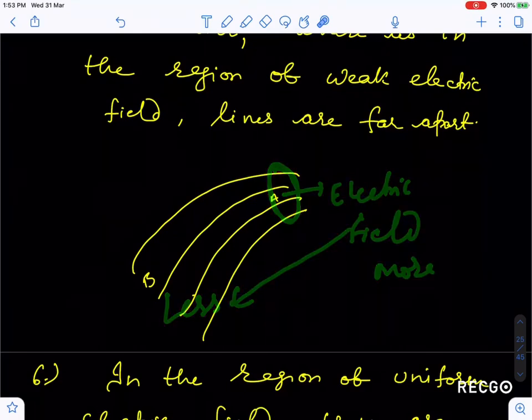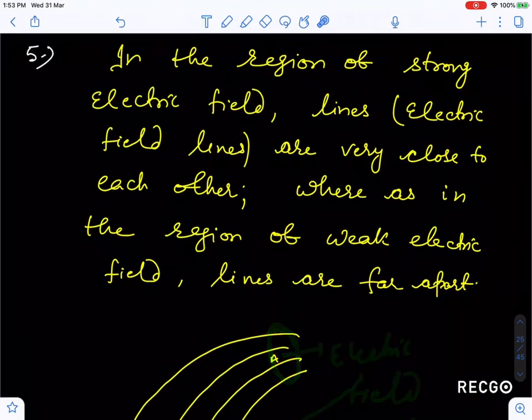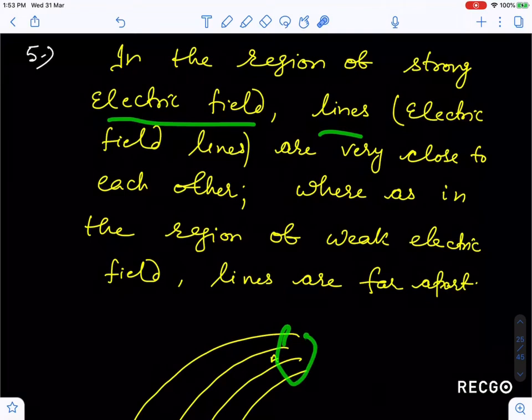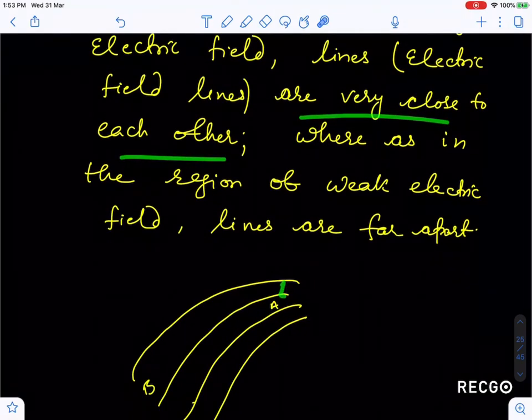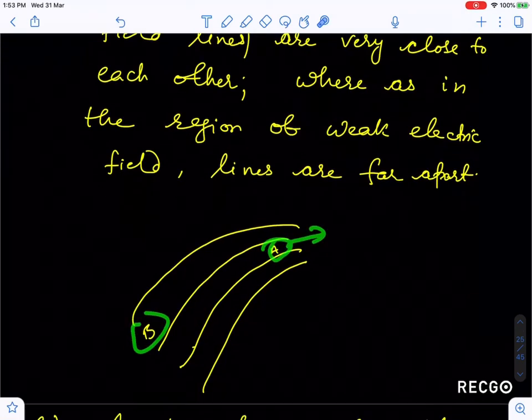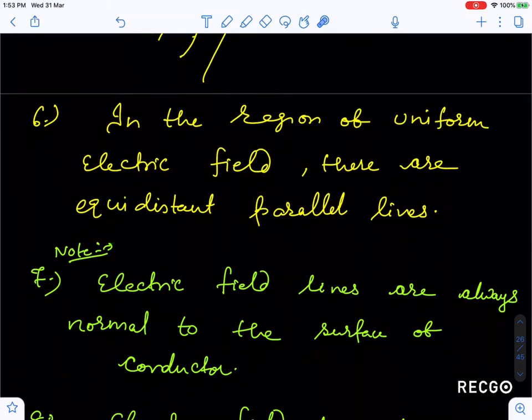So that's why I have written that in the region of strong electric field, lines are very close to each other. See, lines are close to each other, whereas in the region of weak electric field, lines are far apart from each other. So A is the region of strong electric field, and B is the region of weak electric field.